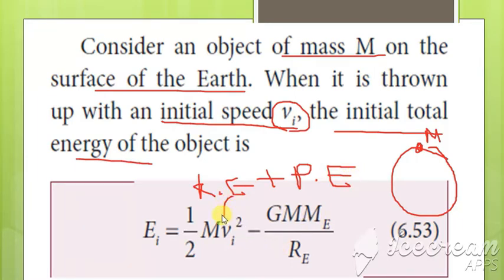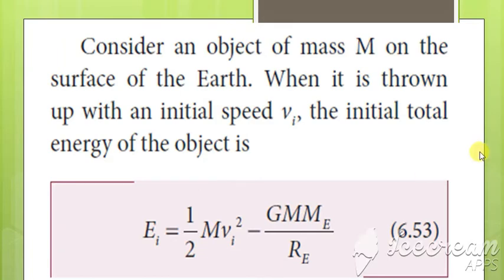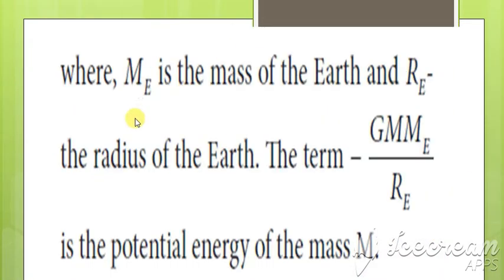The kinetic energy, the general equation is half m v square. Then the potential energy formula is minus G m1 m2 divided by r. Here we are considering me as the mass of the earth, and re is the radius of the earth. Since we are considering the initial velocity, we are writing vi. So it is the kinetic plus the potential energy, where the term minus G m me divided by re is the potential energy, and re is the radius.